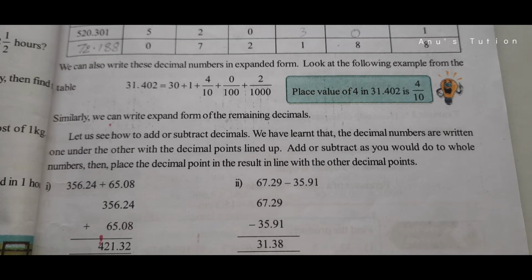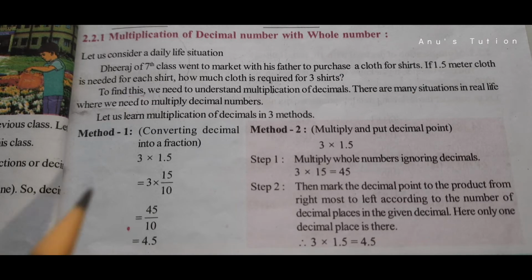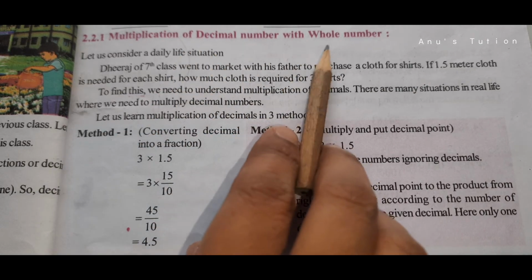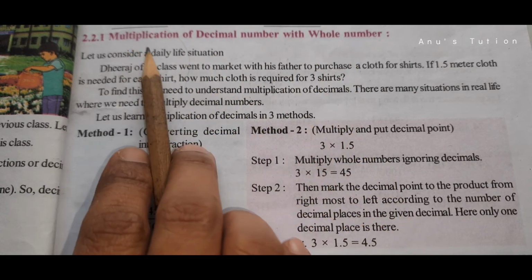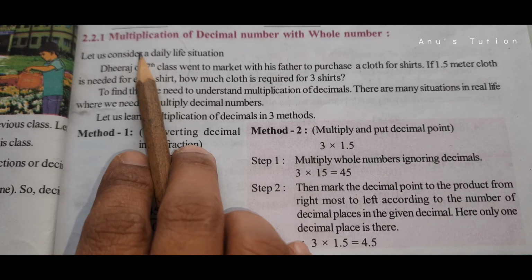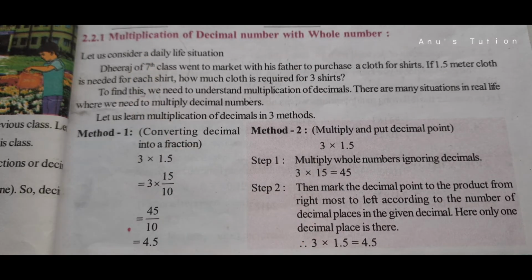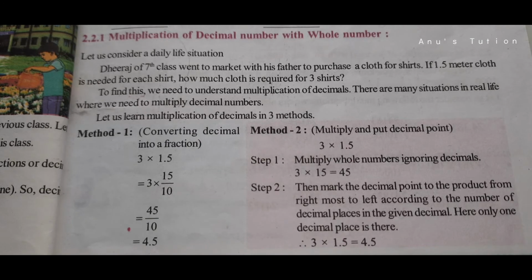place value chart, and addition and subtraction of decimal numbers and expanded form of decimal numbers. Up to this, the topic is over. Next, we are starting 2.2.1, multiplication of decimal number with whole number. Okay, multiplication. Here already we completed addition and subtraction. Now we are going to do the multiplication of decimal number with whole numbers.